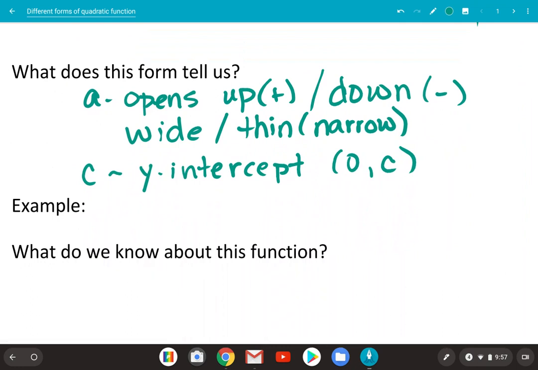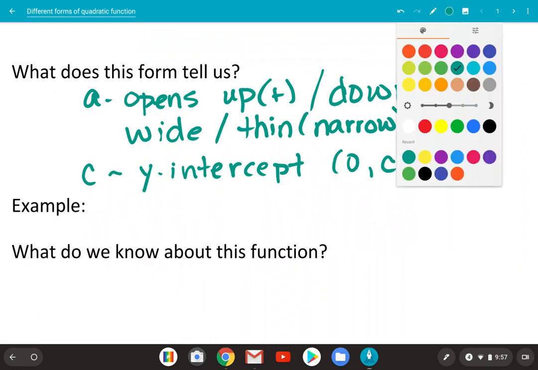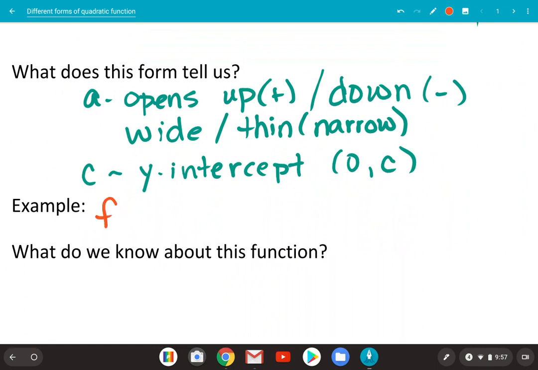All right, our example. Let's try a neat color. Let's try orange. So f of x equals negative 4x squared minus 16x minus 12. Sorry, that's a minus, not a check mark.